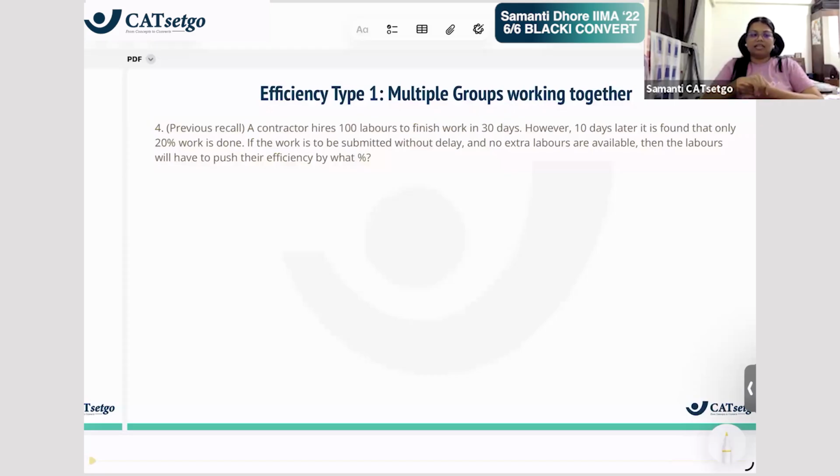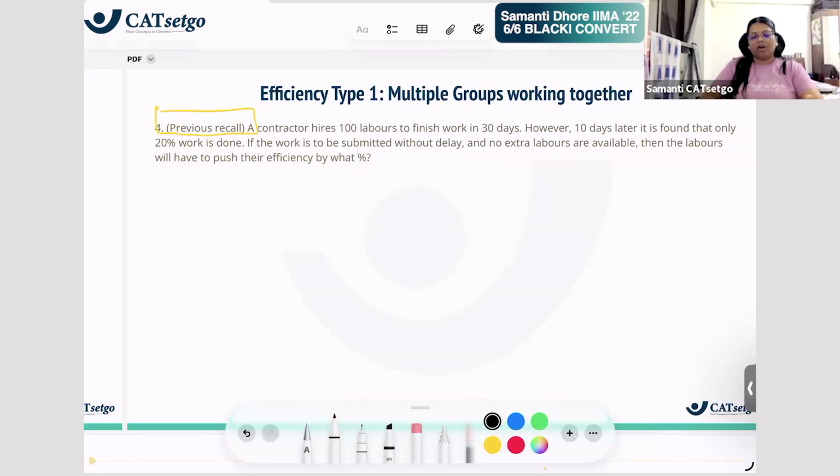What is this different dimension? They are saying this is a previous recall. Previous recall मतलब something that we did in the previous class. यहाँ क्या बोला है? यहाँ बोला है, do you remember that question? A contractor hires 100 laborers to finish a work in 30 days. You remember with this question, 100 laborers are hired by contractor to do work in 30 days.